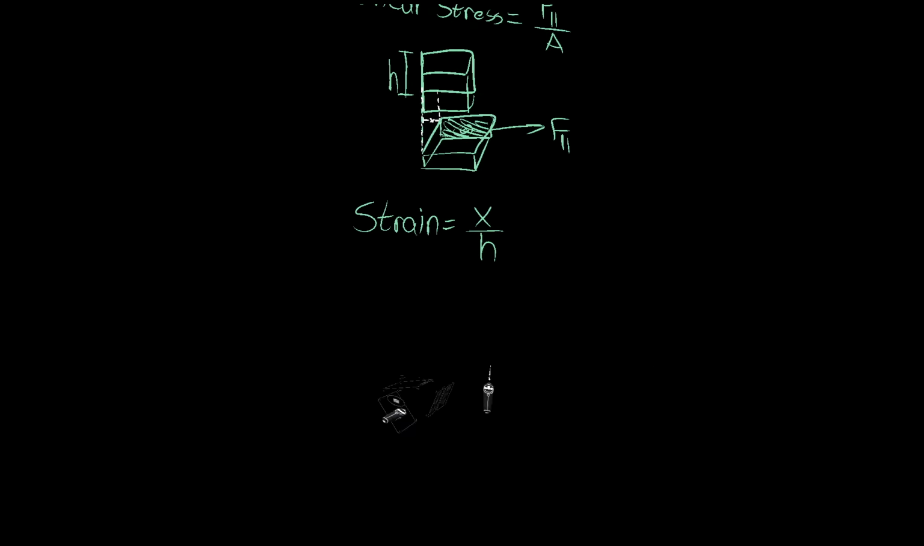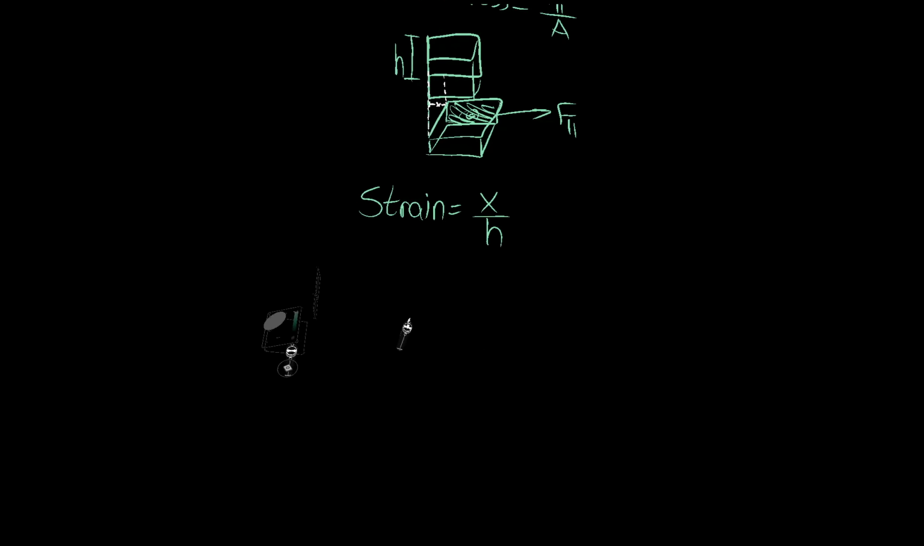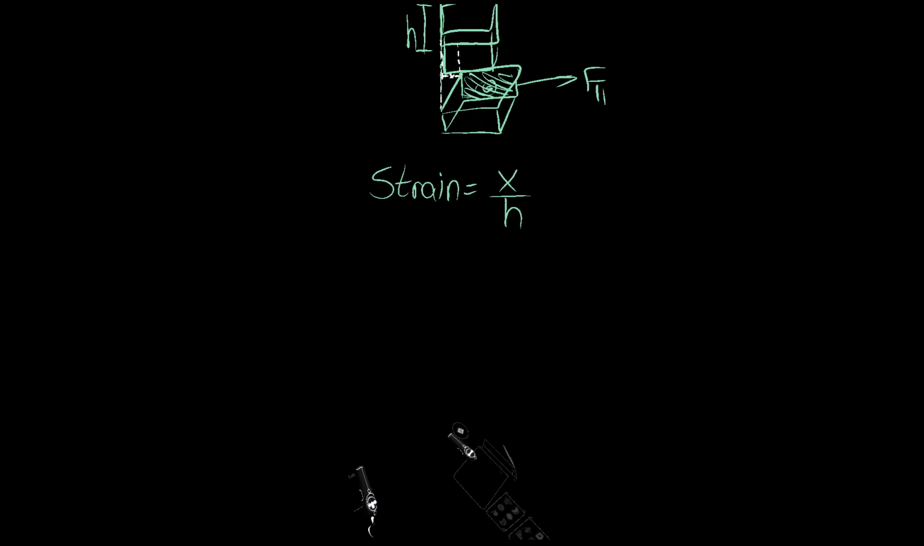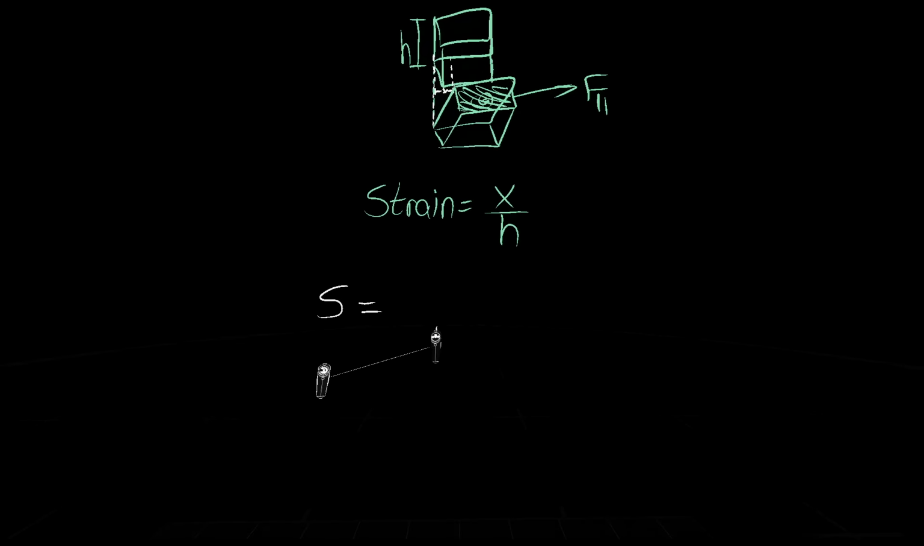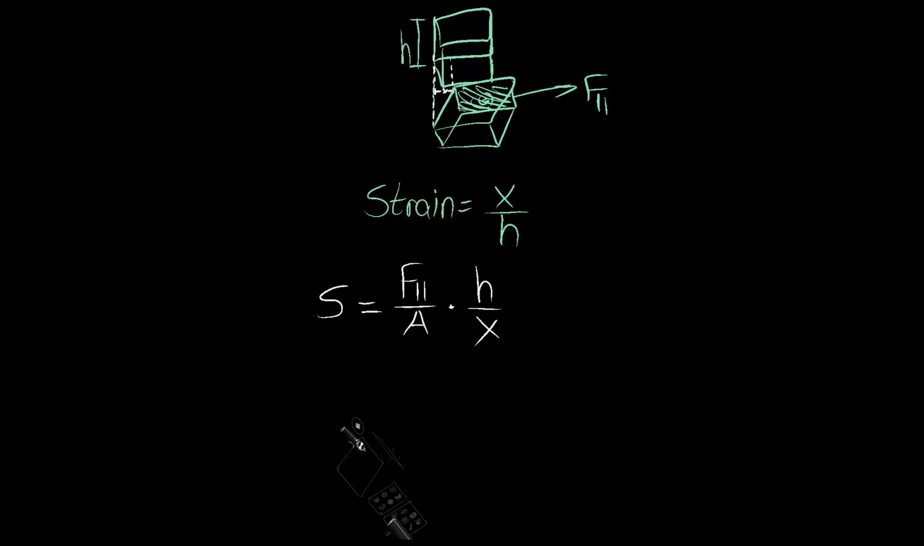That's shear strain. And so therefore, the modulus, capital S, the shear elastic modulus, S, is equal to stress over strain. And so we have F parallel over area times the inverse of this guy, h over x. And that's that.